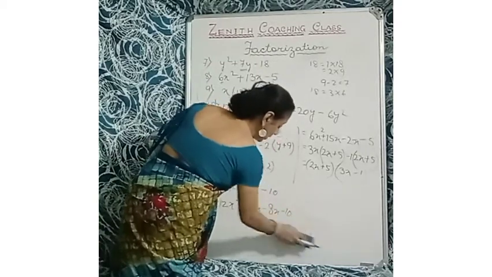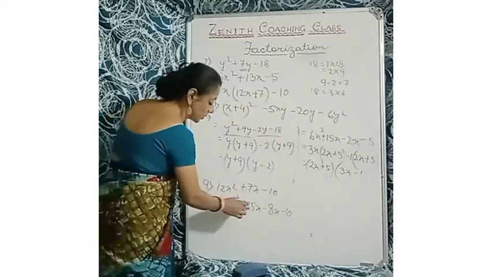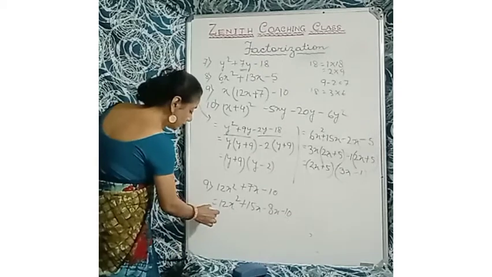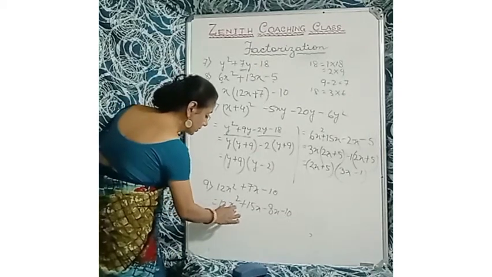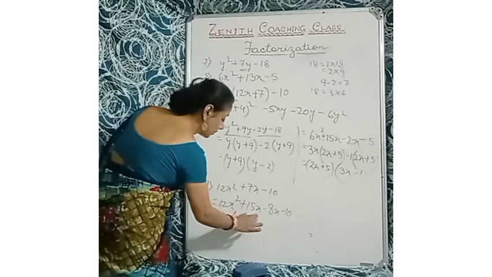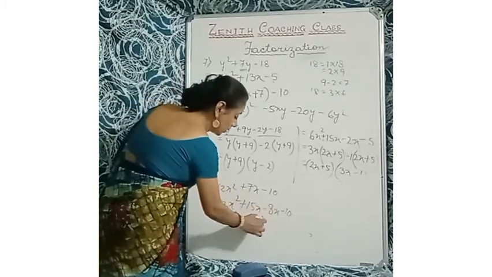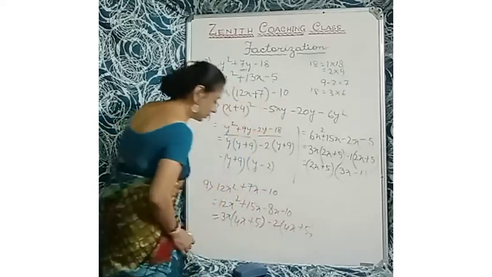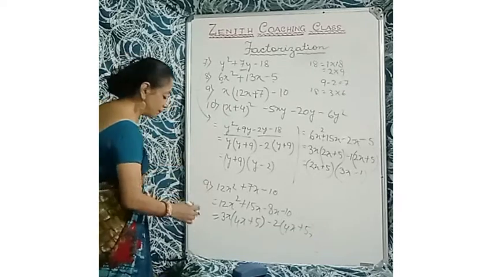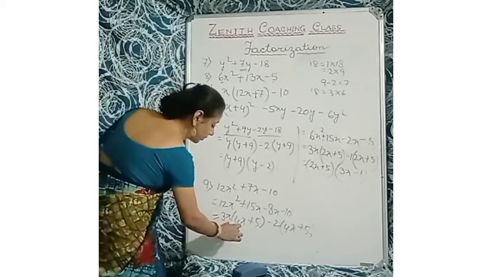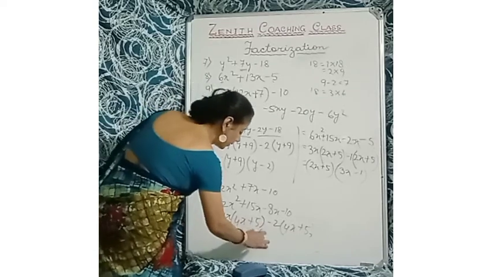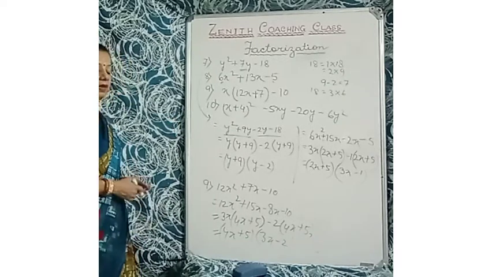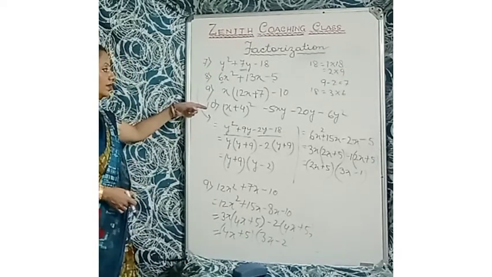Understood the sum? See, 12x square is plus, 15x is plus, 8x is minus, 10 is minus. So you take 3x in common. Here is 4x plus 5. Here minus 2 is common. So minus 2, that is 4x plus 5. Understood? So now 4x plus 5 is common. So write it here 4x plus 5, and here is 3x minus 2. Yes? Understood the sum? This is called middle term factor. Now I will go to the 10th sum.